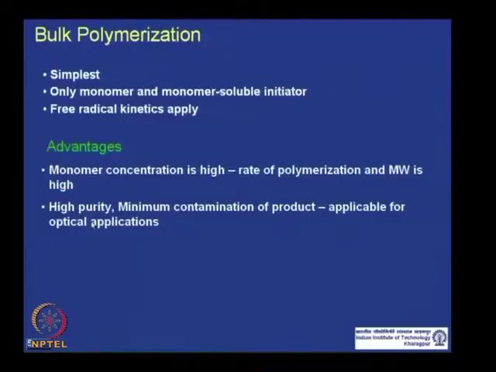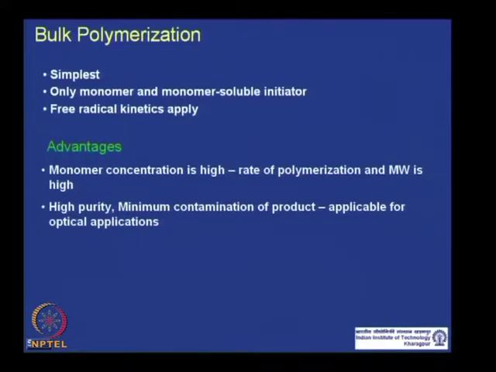But monomer, actually, if you increase the monomer concentration, both the reaction rate and the molecular weight go up, and this is the maximum concentration you can do. You can get the maximum concentration of monomer if you do it in a pure state. So, monomer concentration is high, so the rate of polymerization is high, and because you are not using any other chemical solvents or other things, this gives you high purity polymers and minimum contamination of the product, and that can be applied in optical applications like CDs and other things where you require very clean polymers.